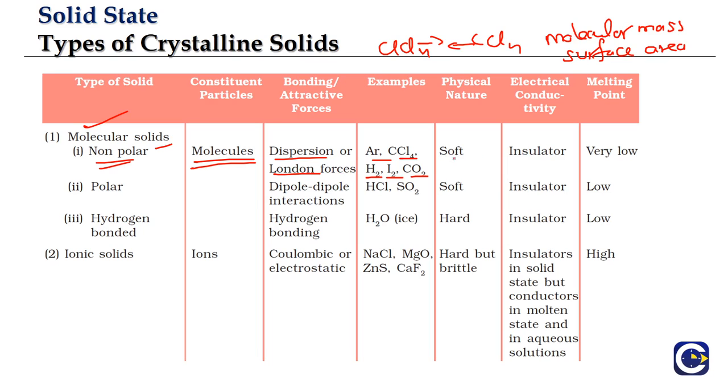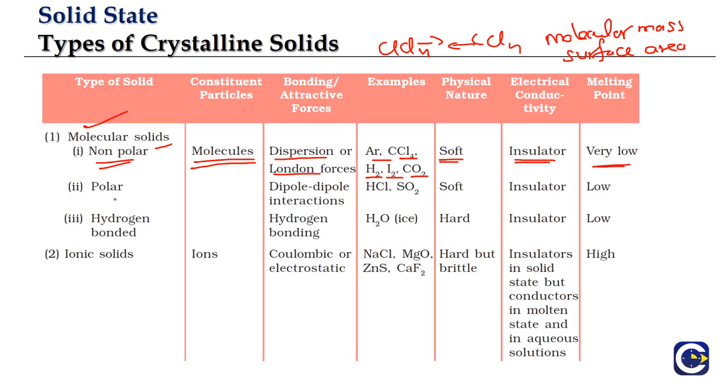And since these forces are not strong, they will be soft, and since they do not have any mobile electrons, the molecules themselves keeping the electrons, the substance will overall be an insulator; it will not conduct current. And because of the weak intermolecular forces, the melting points will be very, very low. So even at room temperature, most of them, like H2, I2 and CO2, will be in the gaseous state, because that temperature itself is above their melting point.